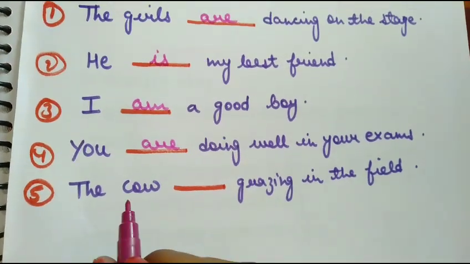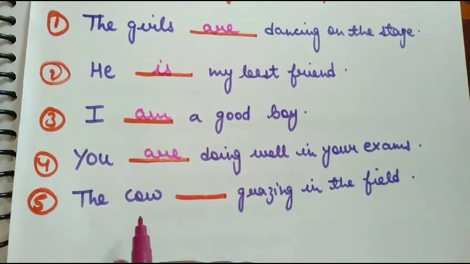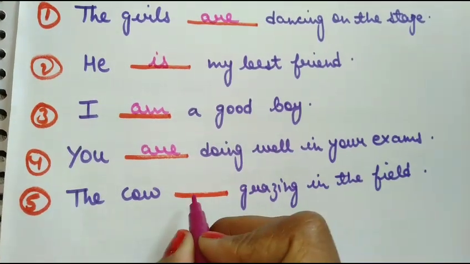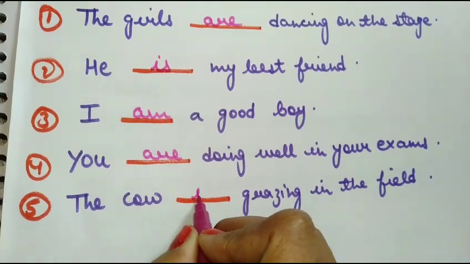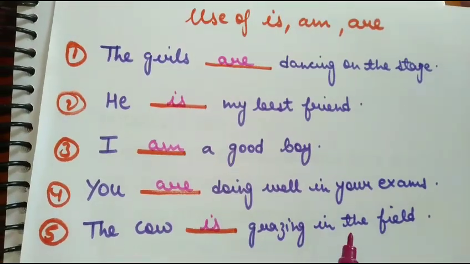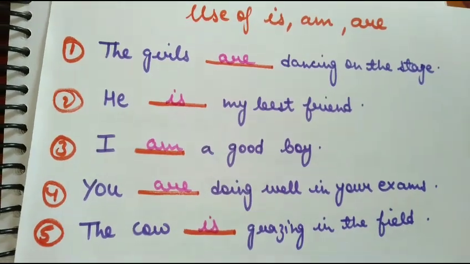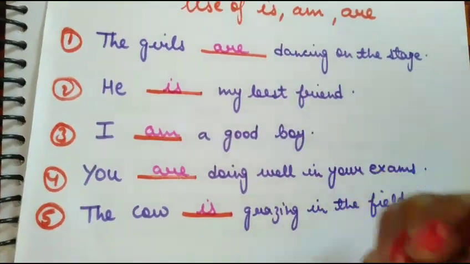The cow is a singular noun. You can see only one cow is here. I'm talking about only one cow. The cow dash grazing in the field. So here we are using is. The cow is grazing in the field. So I think this video will be very helpful for you all to understand the use of is, am and are. Thank you.